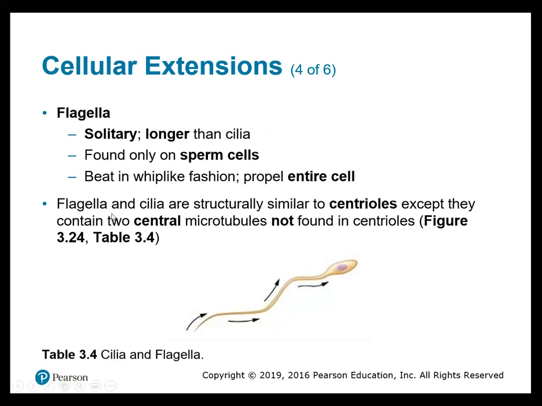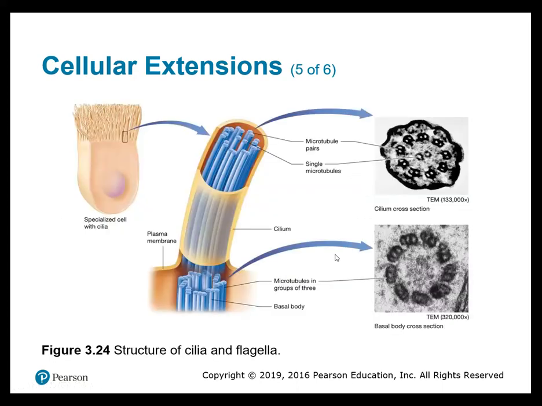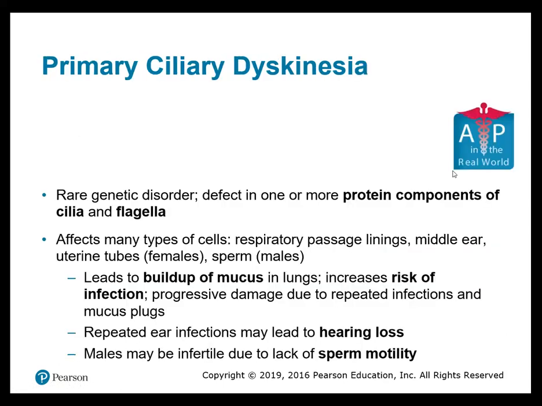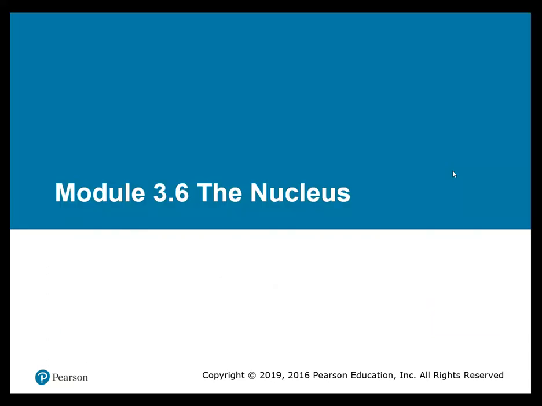Both flagella and cilia are very similar to a centriole. The biggest difference is there's not a central set of tubes, and so it has a slightly different shape, but it's still built similar. You can see that design looks very similar to the cross section that we saw of the centrioles. Okay, again, a nice little table for that.